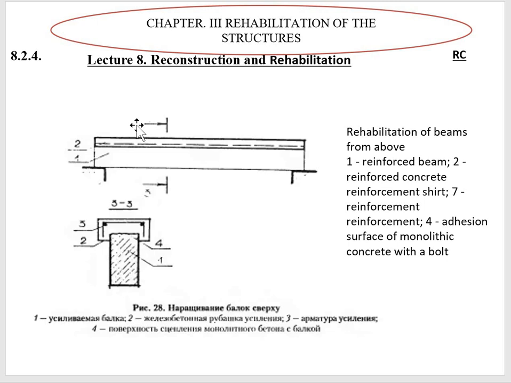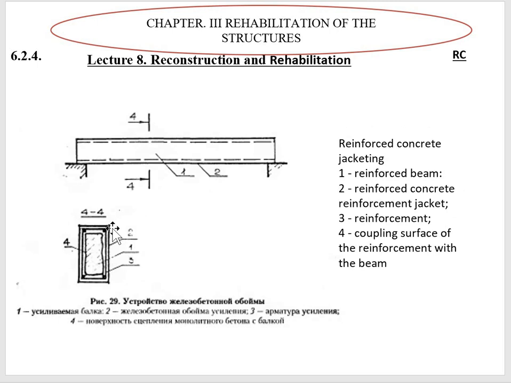Also, in some cases, we can increase the cross section of the element by adding extra elements at the top, and this also gives us the ability to enlarge its stiffness and bearing capacity. We can use jacketing. A jacket is the overall concrete, reinforced concrete rehabilitation across the whole section from the four sides of the structural elements. The enlargement of this section gives us a bigger bearing capacity of the element.